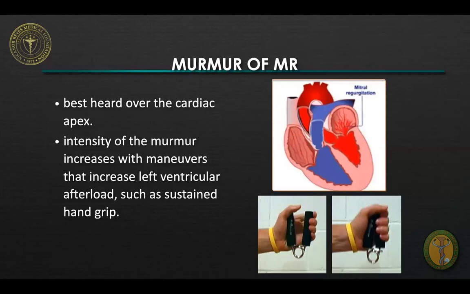Mitral regurgitation murmur is best heard over the cardiac apex. The intensity of the murmur increases with maneuvers that increase left ventricular afterload, such as hand grip. The next slide will let you listen to the murmur of mitral regurgitation.